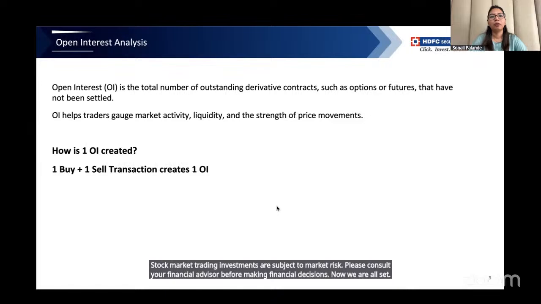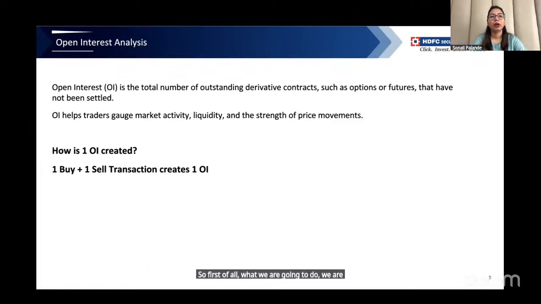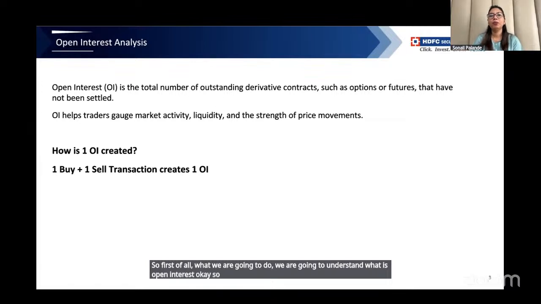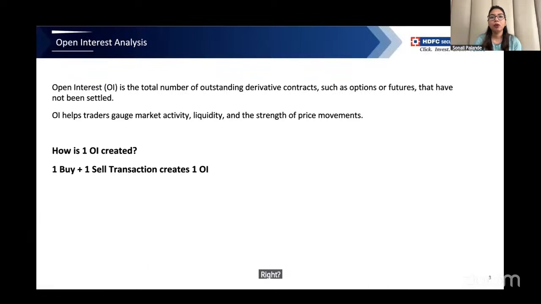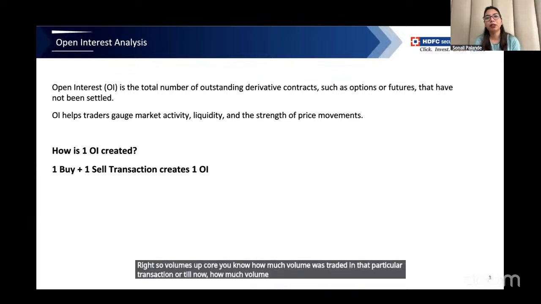So first of all, we are going to understand what open interest is. All of you must be very familiar with volume, right? Volume tells you how much was traded in that particular transaction, or till now how much volume is traded in that particular script. You get that number in the option chain, right? But similarly, we also get the number of open interest. So what is open interest? Open interest is the total number of outstanding derivative contracts such as options or futures that have not been settled.